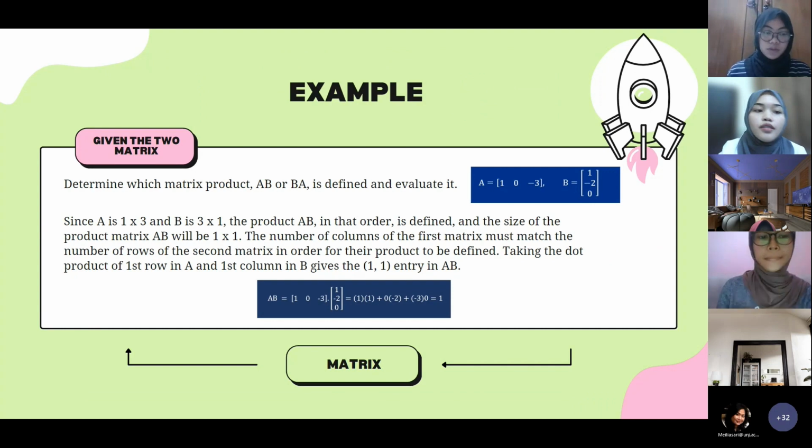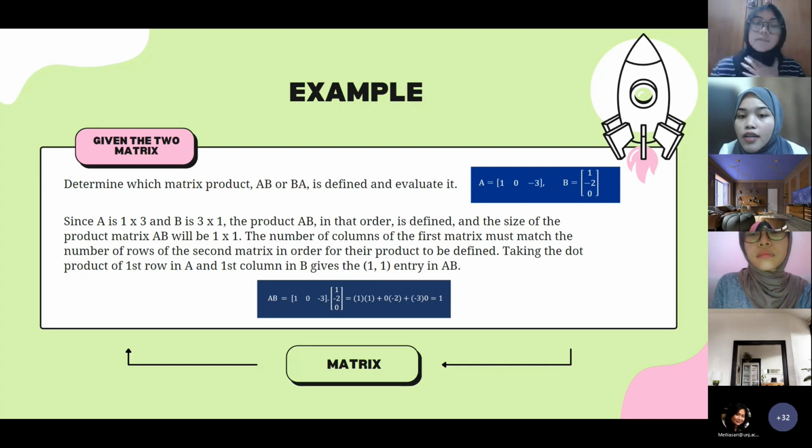For example, given the two matrices, determine which matrix product AB or BA is defined and evaluate it as known. Matrix A is 1, 0, minus 3, and matrix B is 1, minus 2, and 0. Since A is 1 by 3 and B is 3 by 1, the product AB in that order is defined and the size of the product matrix AB will be 1 by 1. The number of columns of the first matrix must match the number of rows of the second matrix in order for their product to be defined.